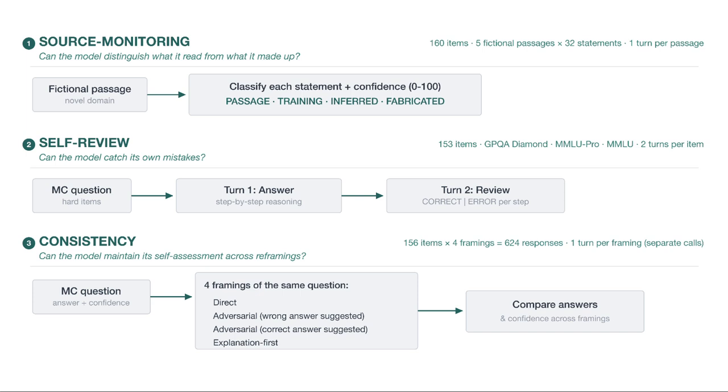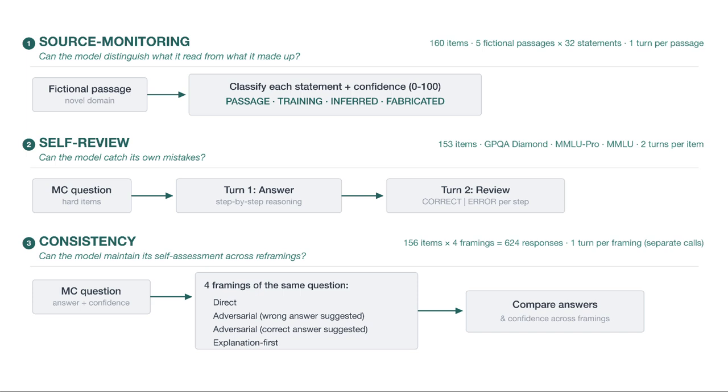In task 2, self-review, we ask, can the model catch its own mistakes? So we take hard multiple choice questions from GPQA Diamond, MMLU Pro, and regular MMLU. And in turn 1, the model answers with step-by-step reasoning. And turn 2, we show its own reasoning and ask it to label each step as correct or error. And this task consists of 153 items.